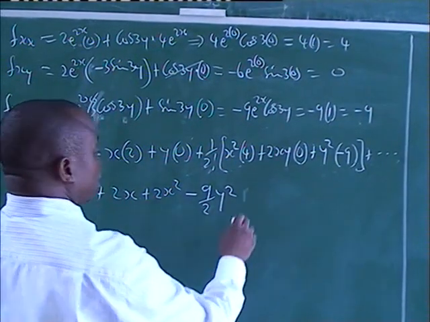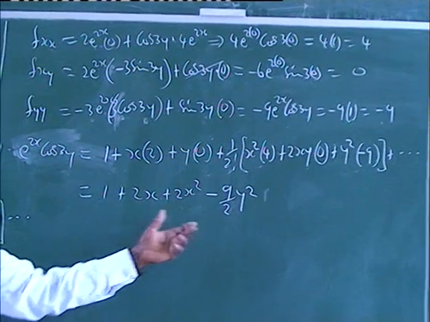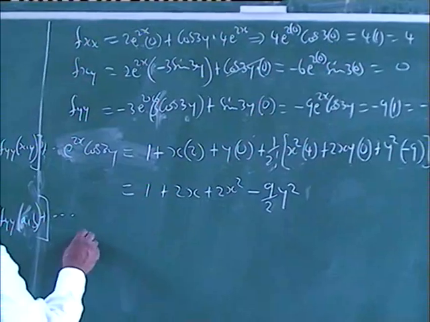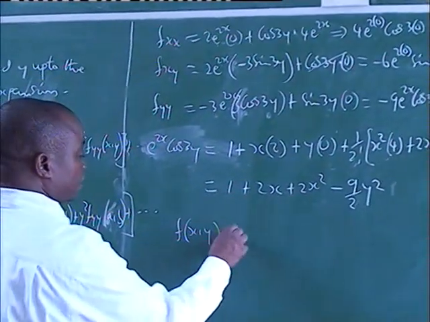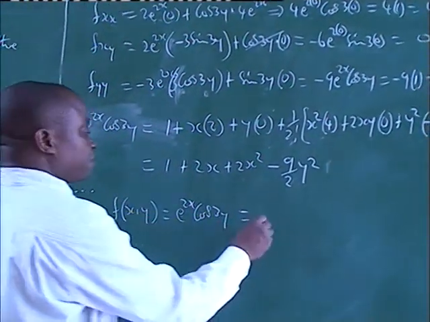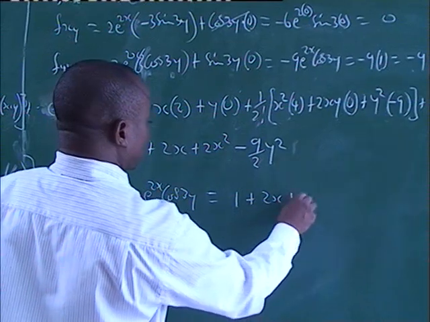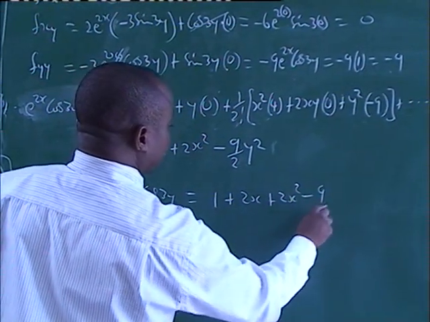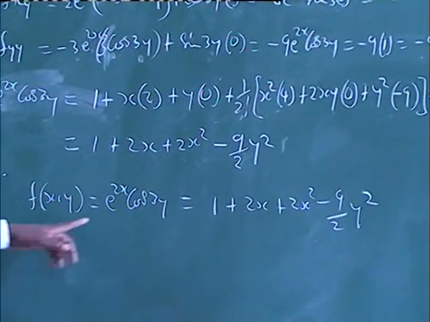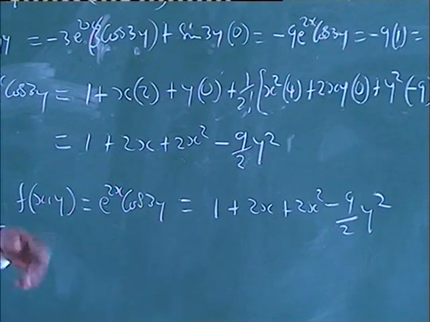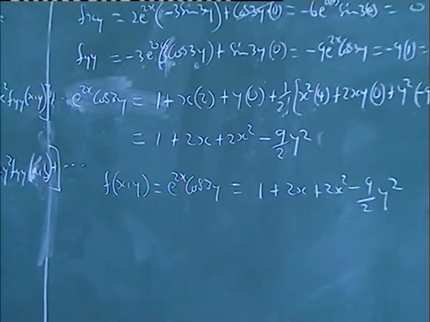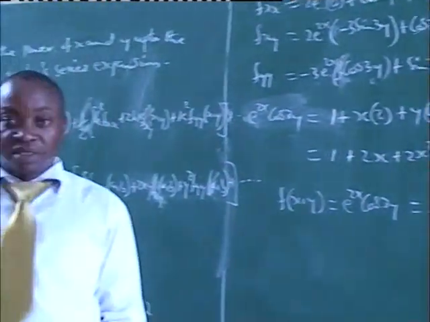Okay. I will not continue because they say we should expand it to the second degree. So that is what we have. The expansion of f of xy equal exponential 2x cos 3y is the same as 1 plus 2x plus 2x squared minus 9 over 2 y squared. So by Taylor series, we are able to expand this function about x equal 0 and y equal 0, and give us the series. This is how it works.